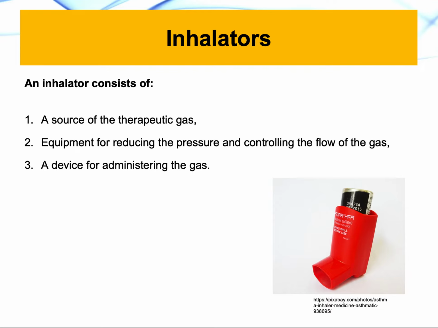The components of an inhalator: we have three main components. First, the source of the therapeutic gas, in this image this bottle here, which has the gas or the therapeutic agent that we would like to deliver to the subject. And then we have the equipment for reducing the pressure and controlling the flow of the gas, and that's this part here, the red part of this image. And also we'd like to have a device for administering the gas, which is this component of the inhalator that directs the gas to go inside the mouth.